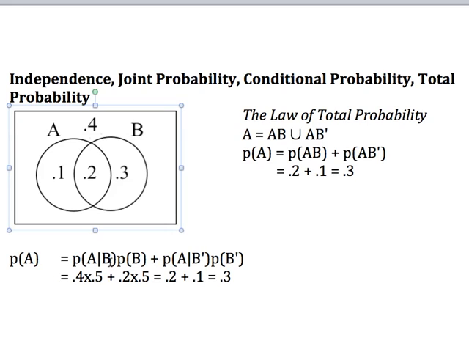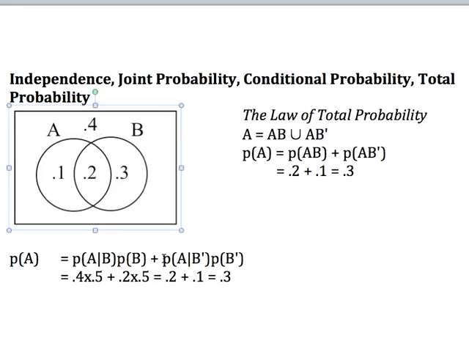Well, the probability of A given B we already discussed, but let's just remind ourselves. The probability of A given B is the ratio of this to this, which is 0.2 to 0.5, in other words, 0.4. Multiply that by the probability of B, 0.5, and now go over here.